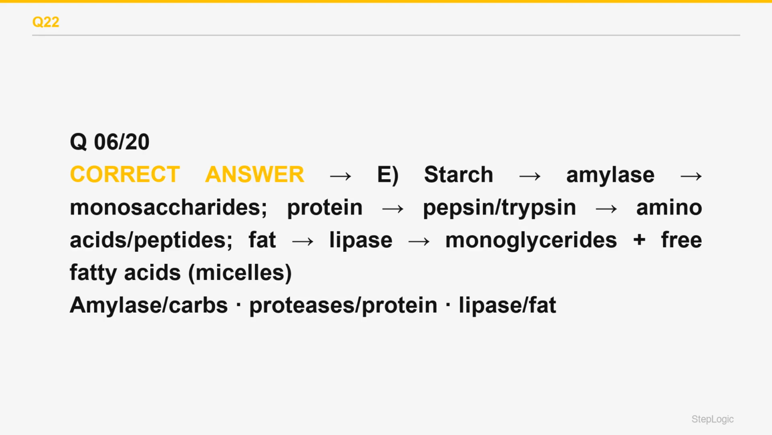The key enzyme-substrate matches: amylase for carbohydrates, the proteases pepsin, trypsin, and chymotrypsin for protein, and lipase for fat. Fat digestion uniquely requires bile salts to emulsify the fat into micelles so lipase can act and the products can be absorbed, which is why bile salt or pancreatic deficiency causes fat malabsorption and steatorrhea. The amylase-carbohydrate, protease-protein, and lipase-fat pairings with the correct absorbable units are the answer.